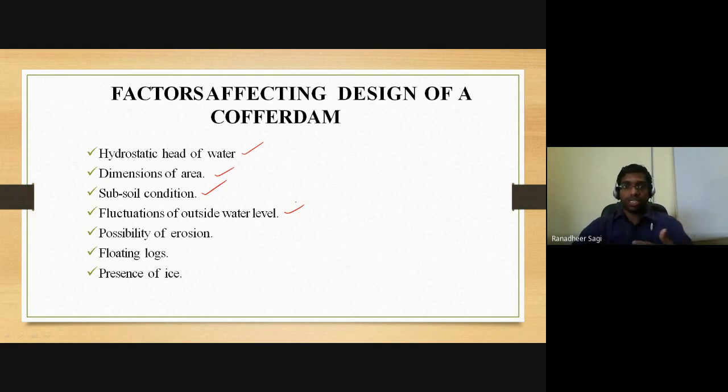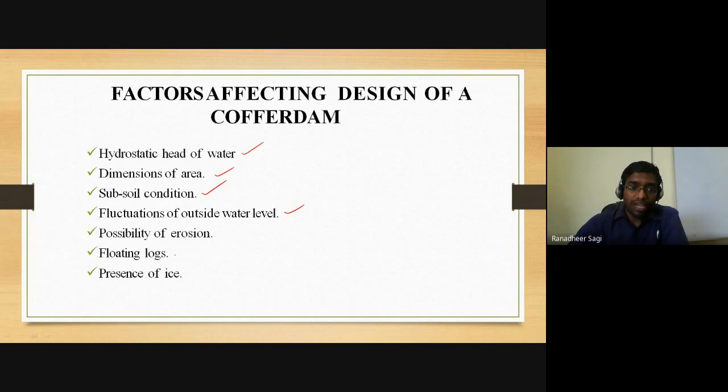If floods are expected, what is the maximum depth of water that will be flowing there, and with what velocity? Do you have any possibility of erosion happening in the soil layer below the water flowing region? Is the soil so soft that, because of the velocity of the water flowing through that region, you come across the effect of erosion of the soil? So all these aspects are going to be taken into consideration in the design of your cofferdam.